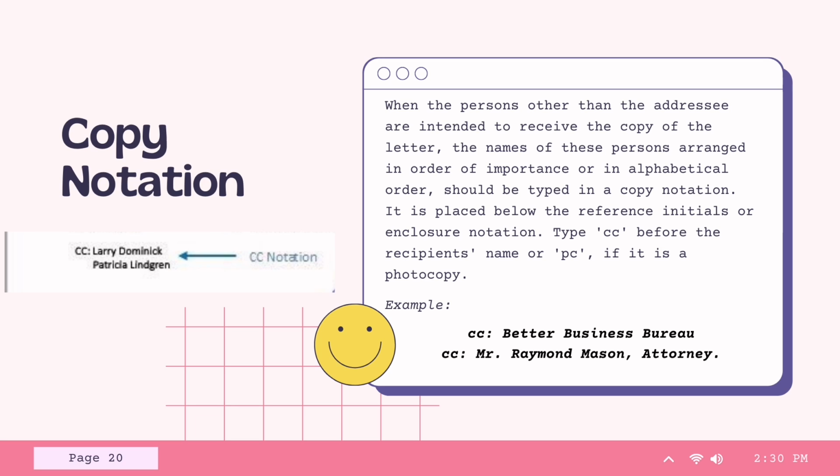Copy notation. If you send copies of a letter to others, indicate this fact among the annotations also. If, for example, you're upset by a local merchant's handling of your repair problems and were sending a copy of your letter to the Better Business Bureau, you'd write this, CC colon Better Business Bureau. If you plan to send a copy to your lawyer, write something like this, CC colon Mr. Raymond Mason, comma attorney. Type CC before the recipient's name or PC if it is a photocopy.